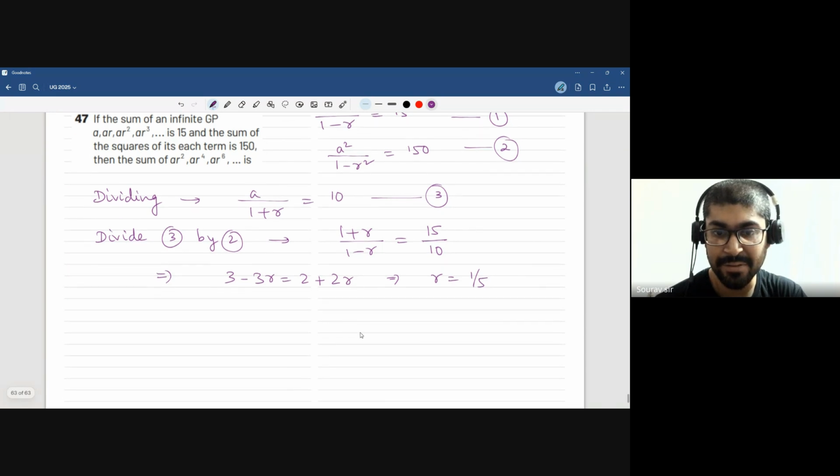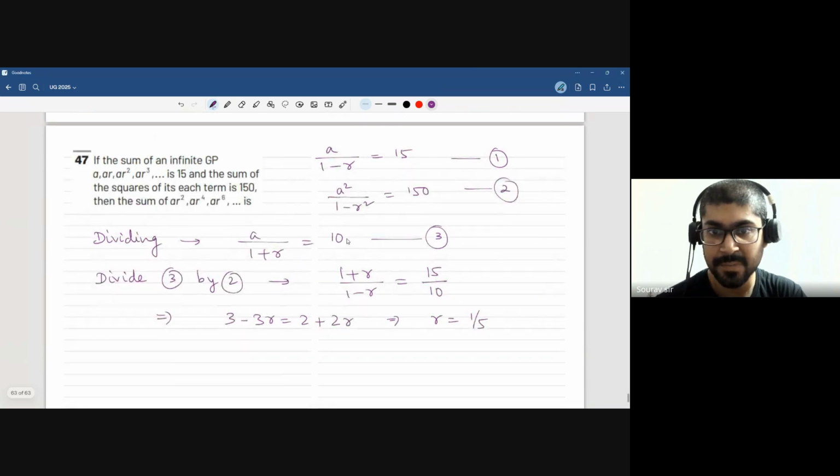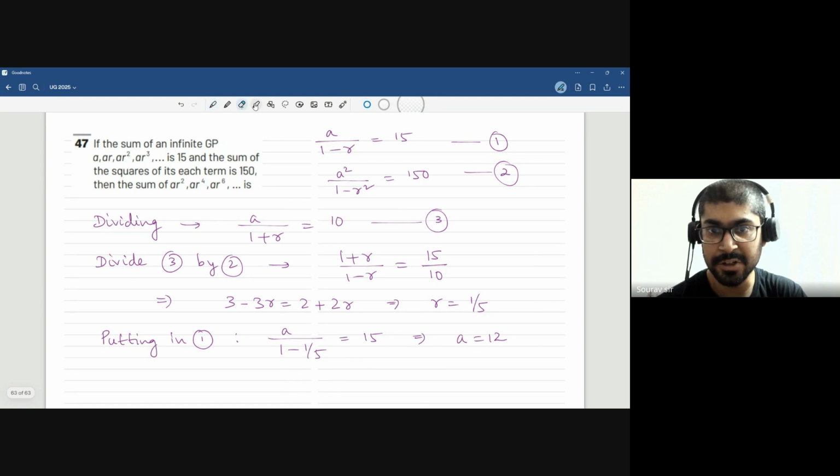Now if R is equal to 1 by 5, then you know what A is. You can put it in any equation, say the first equation. You'll get A by 1 minus 1 by 5 is equal to 15. So 4 by 5 will go there. A will be equal to 12 because 5 will cancel there, 3 and 4 in the denominator. So A will be equal to 12. Once you have got this, you will surely get your final answer from here, right? You have R and A.